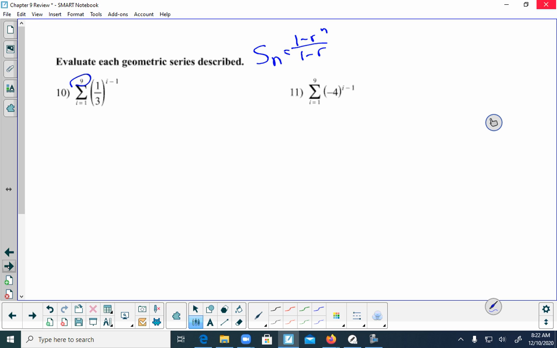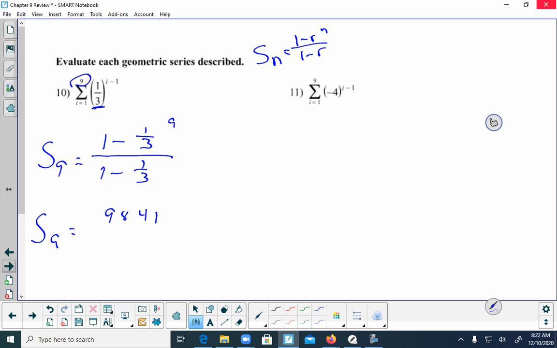So when I find the sum of the ninth term, I'm going to take 1 minus my r, in this case whatever I'm raising to the power, which is 1/3. I'm going to raise that to the ninth power all over 1 minus 1/3. If you use my favorite key, and my favorite key is not the summation key, my favorite key is the fraction key. You can put a fraction within a fraction so you won't mess this up when you put in your calculator. And your sum will end up being 9,841 over 6,561.